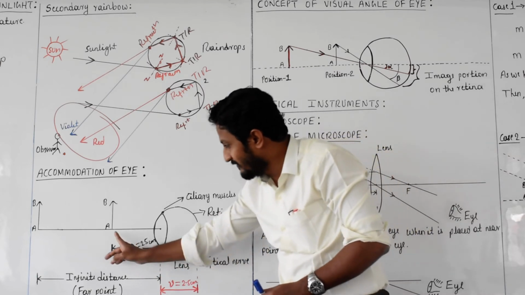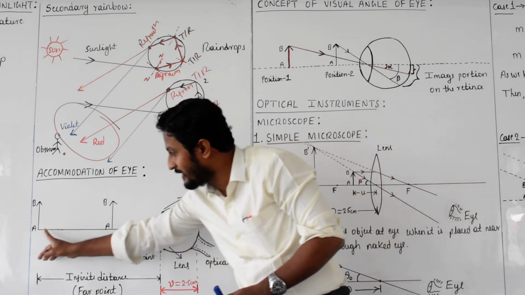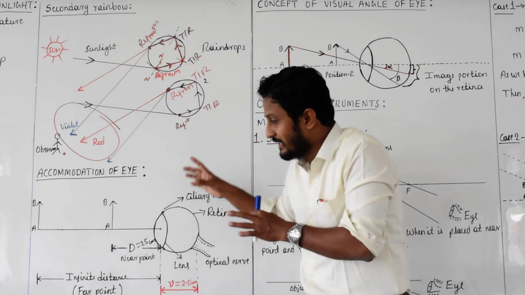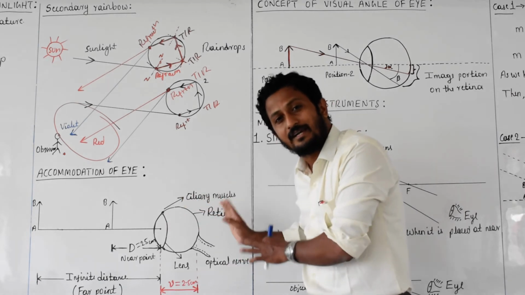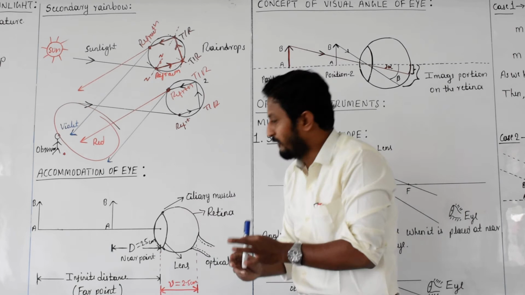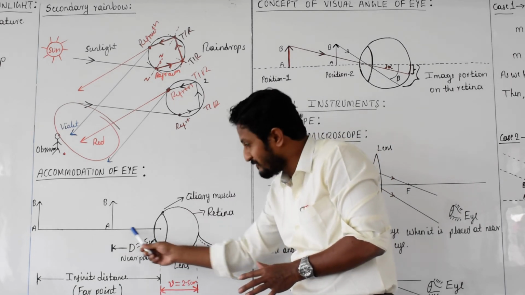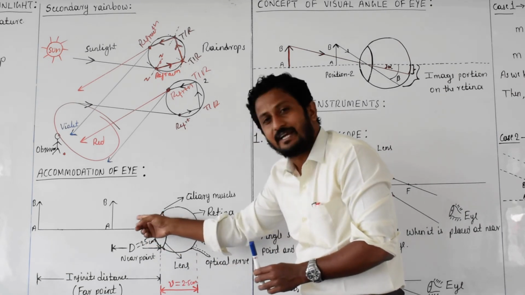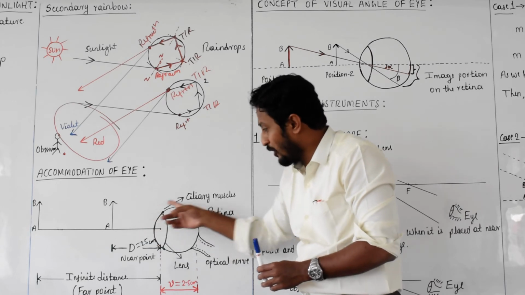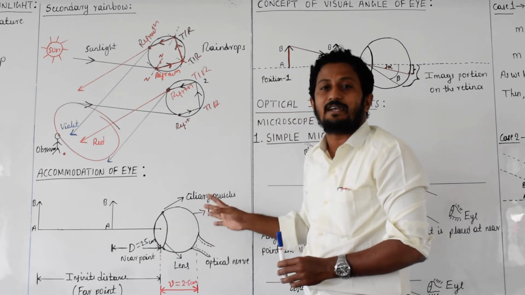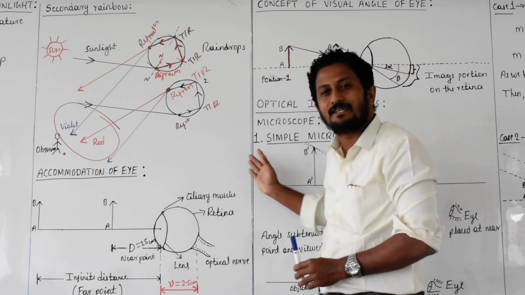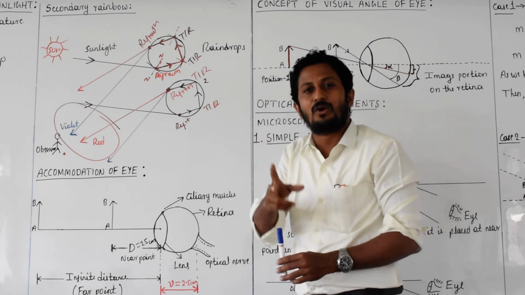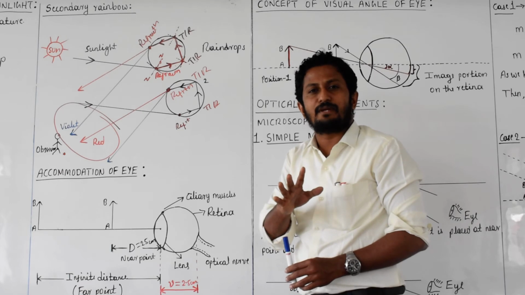Getting what I mean to say? If the object is anywhere between the near point and the far point, then the eye is able to get the image on the retina, so we can see. If the object comes in front of the near point, then what happens? All the light rays coming from that object do not form the image on the retina. Then there is no proper signal to the brain, so we feel a blurred image of that object. Have you understood what I mean to say here?